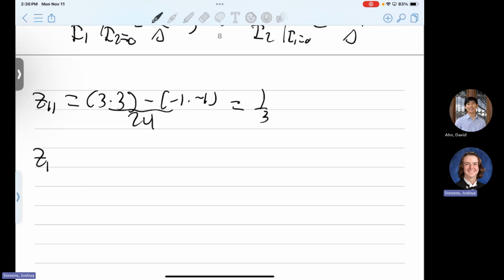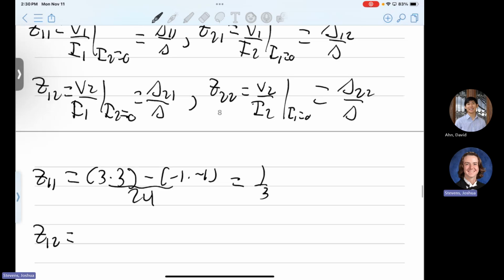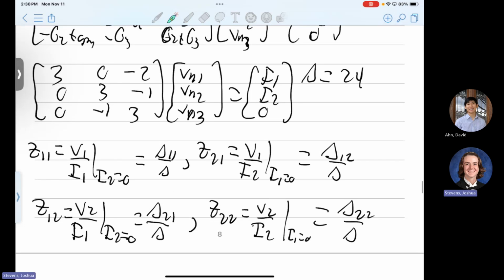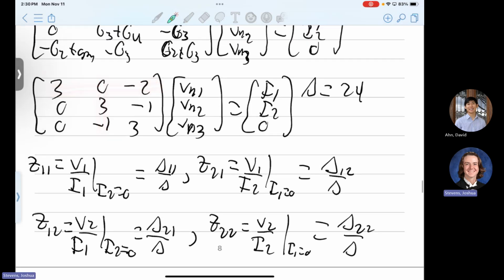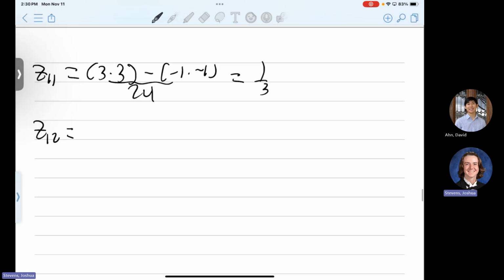We'll do Z12. Cancel out first row, second column, do the matrix from that. So it's 0 times 3 minus 0 times -1. So like I said, 0 times 3, wait, I'm sorry. This is the wrong one. This needs to be for that.